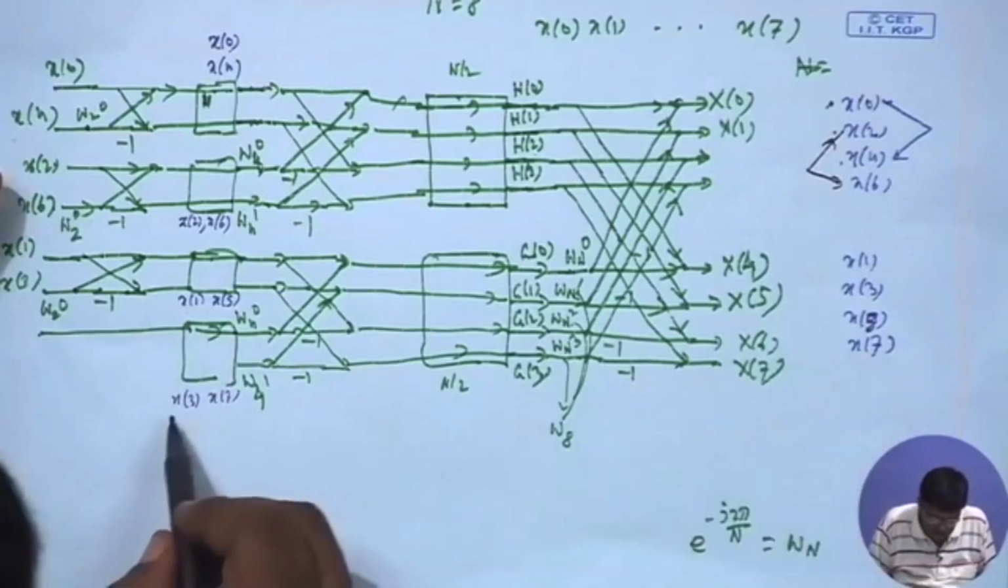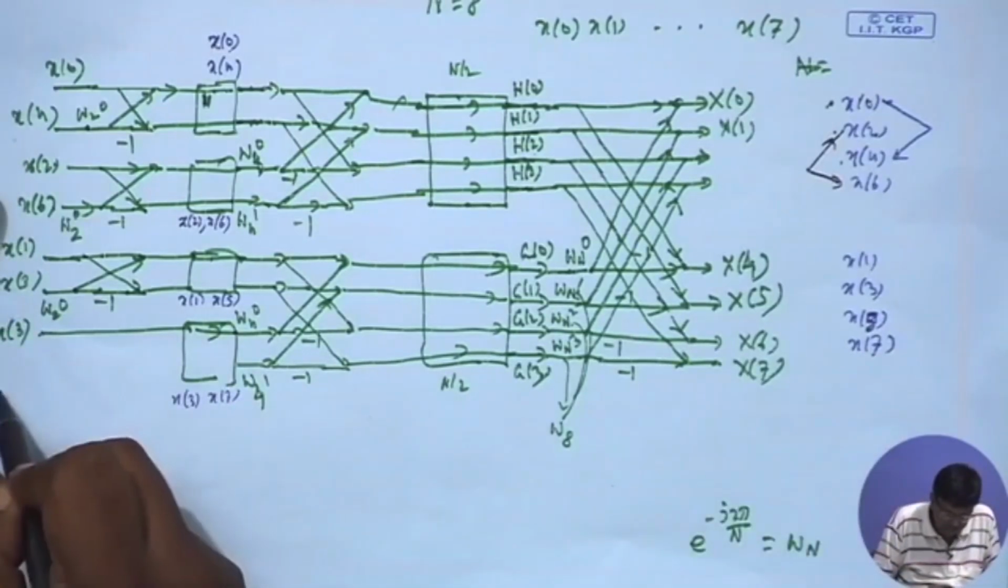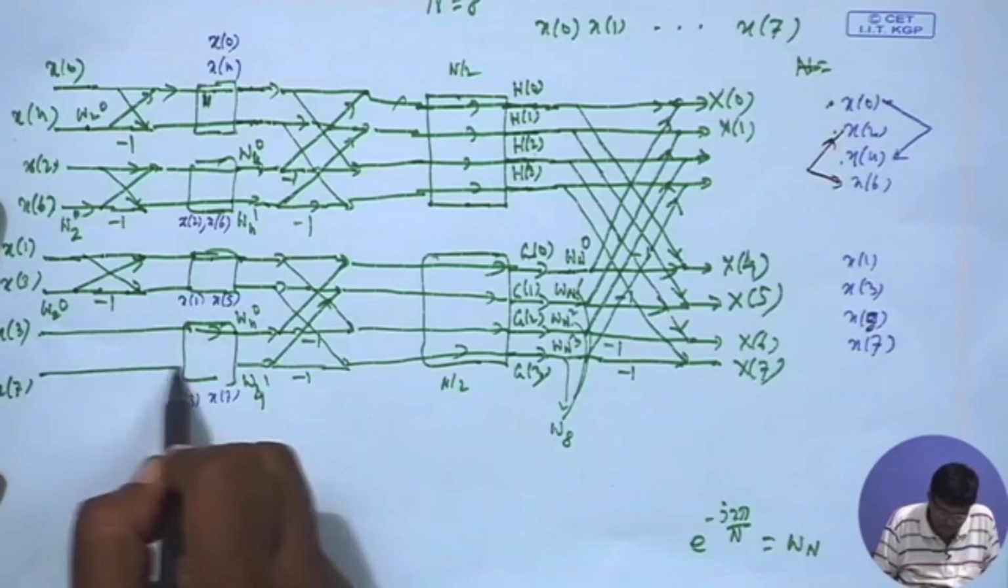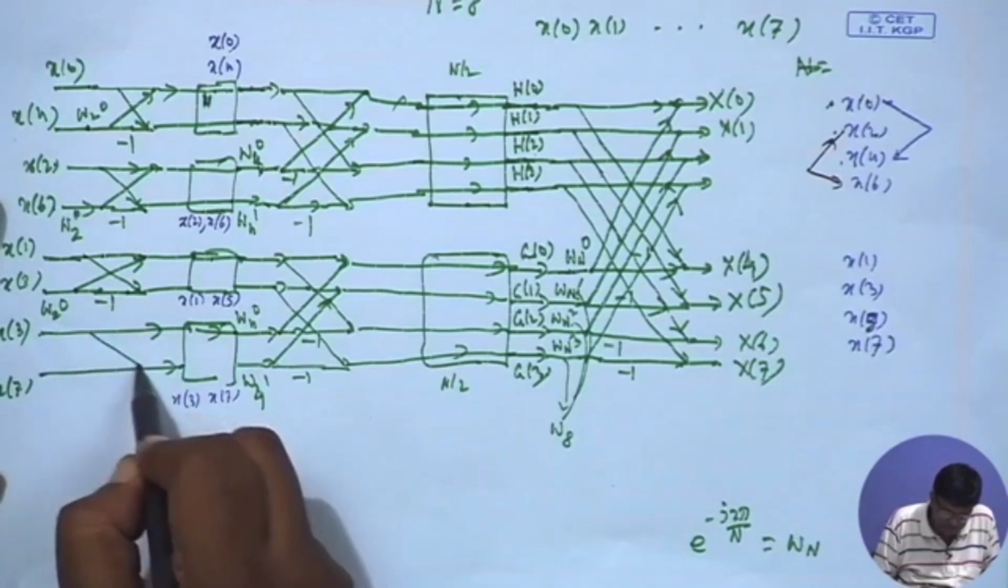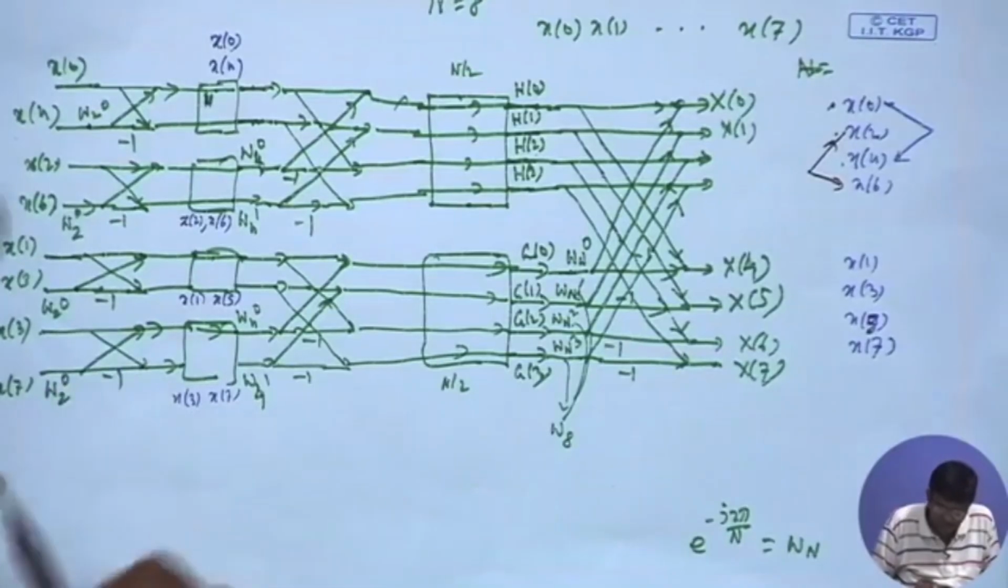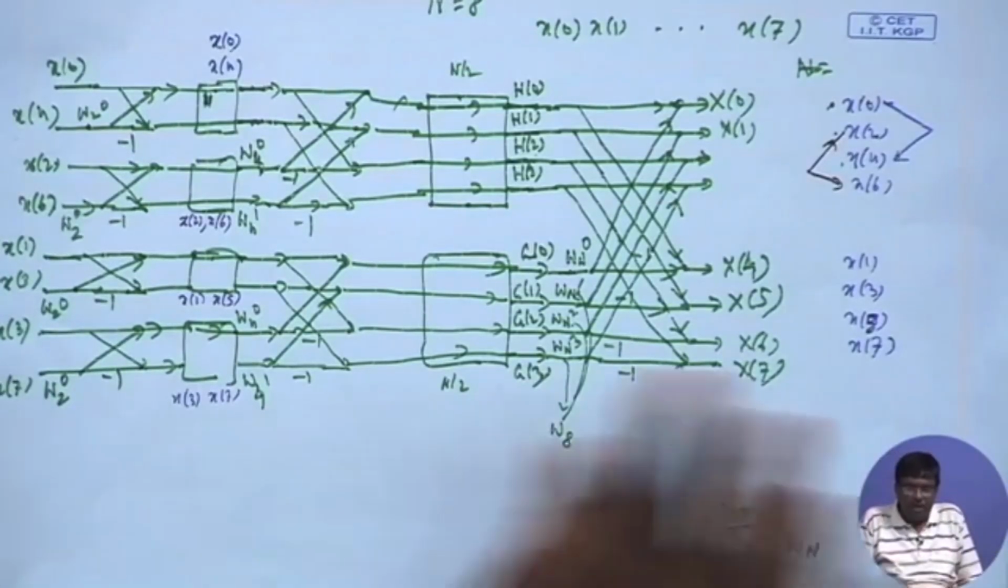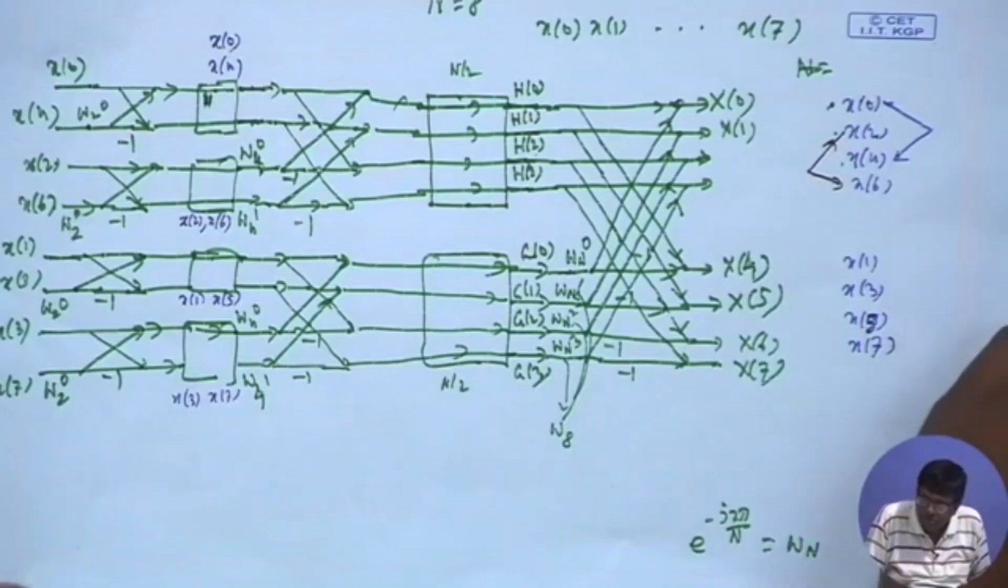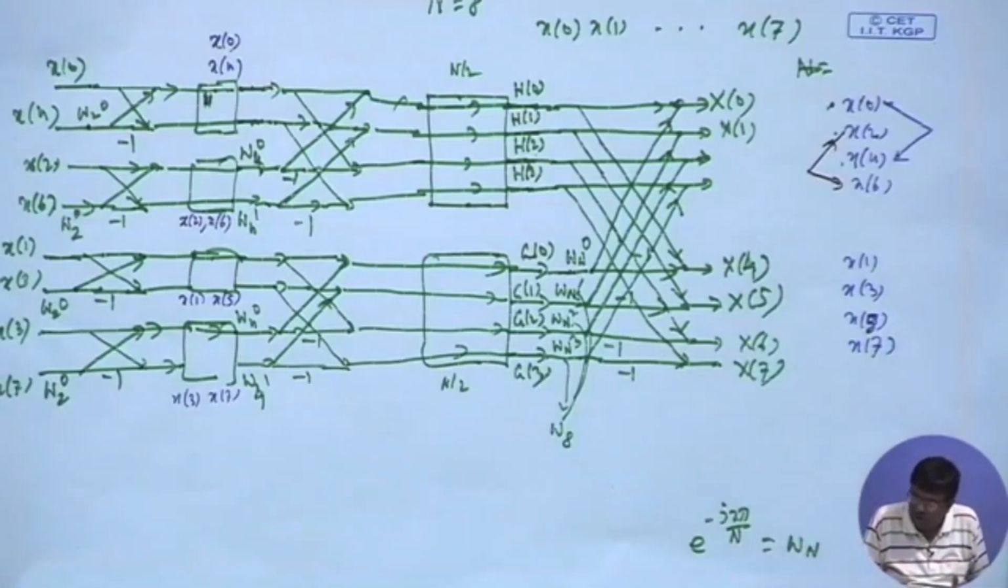Last one is x 3, x 7. Okay. So, this is the entire diagram you see. Now, let us see what computational advantage we get.